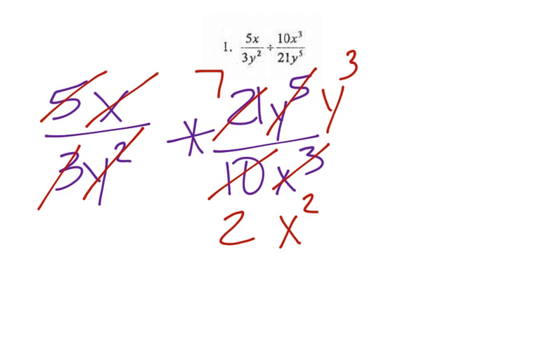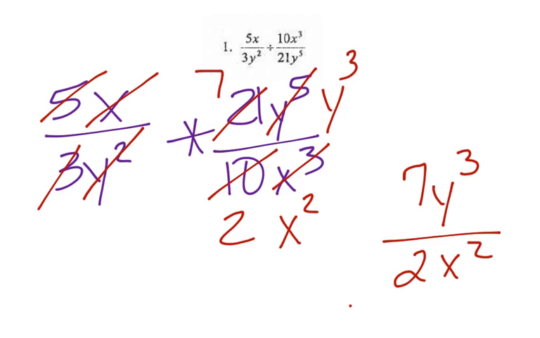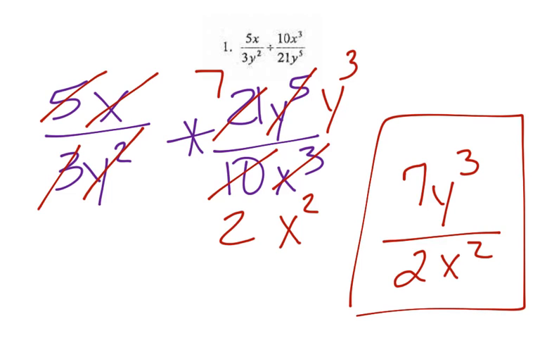So looking at what's left on top, we have a 7y to the 3rd. Looking at what's left on the bottom, we have a 2x squared. That's your answer. Very similar to what we did yesterday.